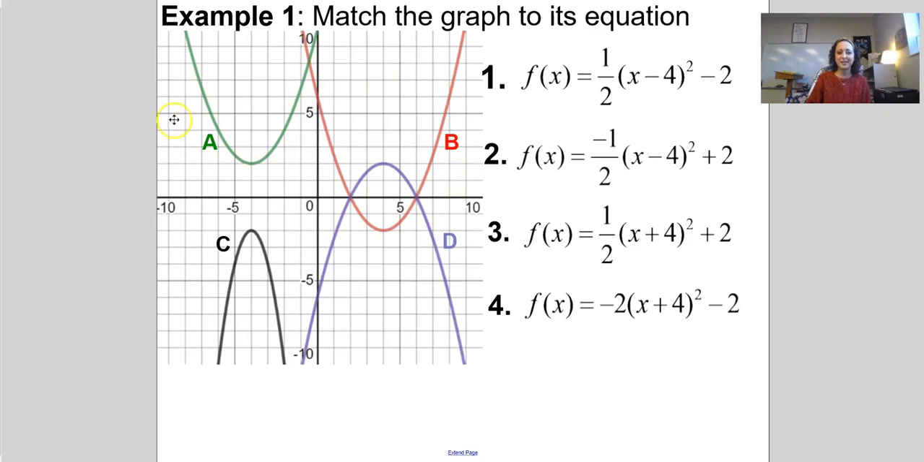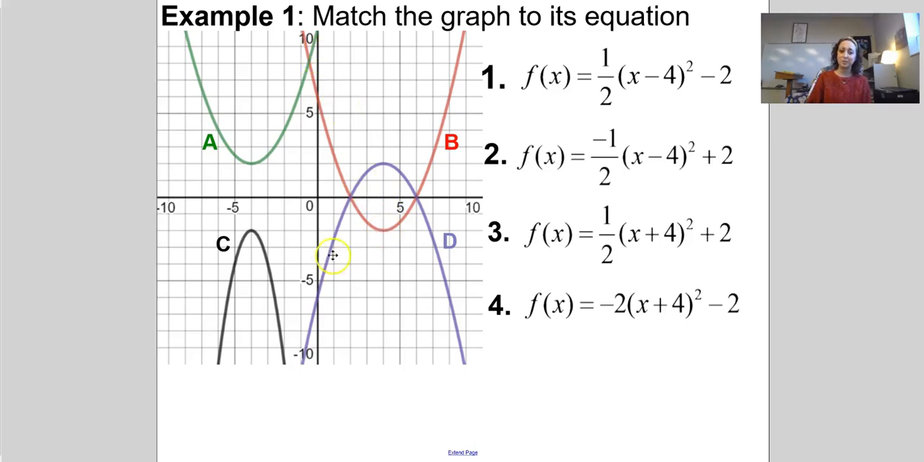I would just like for you to match the parabolas on the left with the equations on the right. What I'd really recommend you doing is think about transformations and how that depicts your vertex. So for example, the function 1 has been shifted to the right 4 because inside's opposite, correct? And down 2. So if I think about my standard quadratic function, y equals x squared, and go to the right 4, down 2, I must be on parabola B.